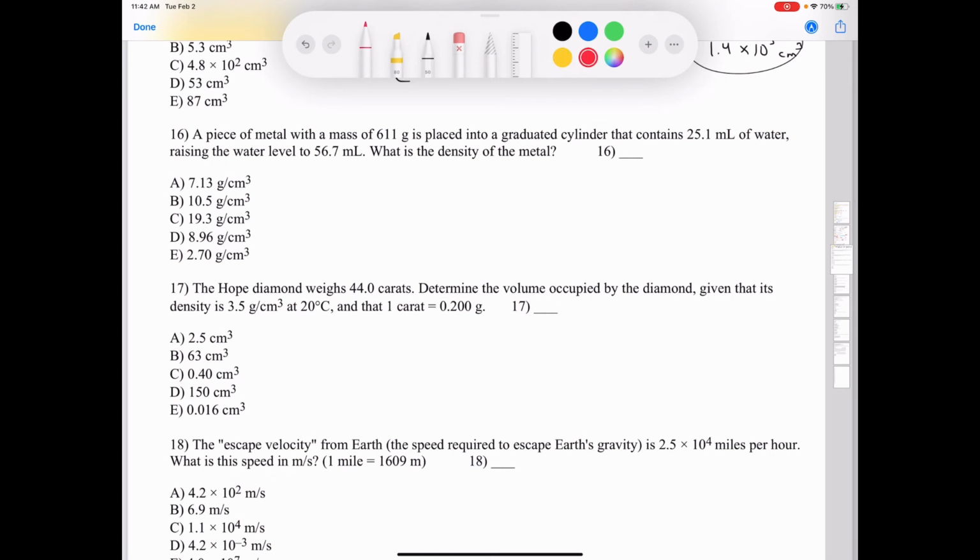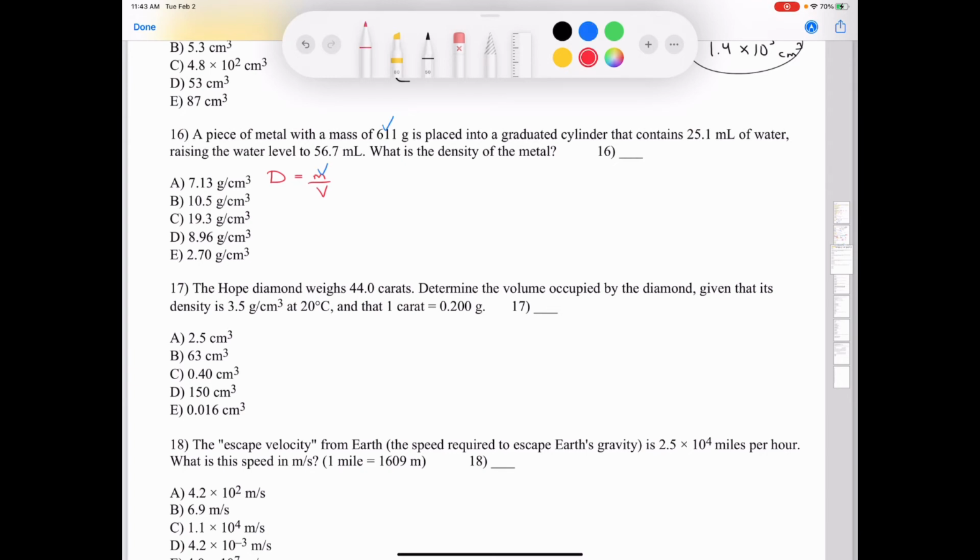It says a piece of metal with a mass of 611 grams is placed into a graduated cylinder that contains 25.1 milliliters of water, and it raises the level of the water to 56.7 milliliters. What's the density of the metal? Well, you need to know the formula for density, which is density is equal to mass over volume. Now, we've already got the mass. It's 611 grams. But what is our volume?